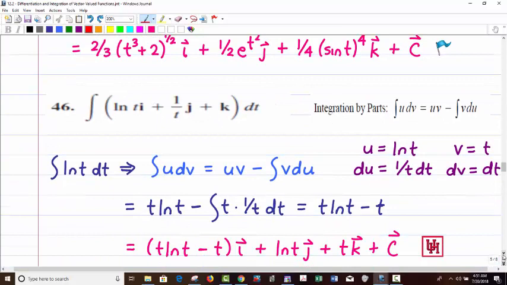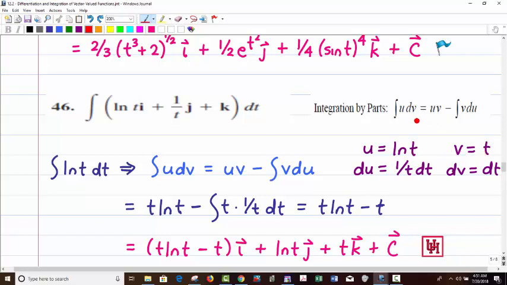Now this one's a very, very basic integration by parts for the natural log. So whenever you have natural log in there, that has to be your u. So that means your u is natural log of t. So that means dv would just be dt. So du will be 1/t dt, and the antiderivative of dt will be t.